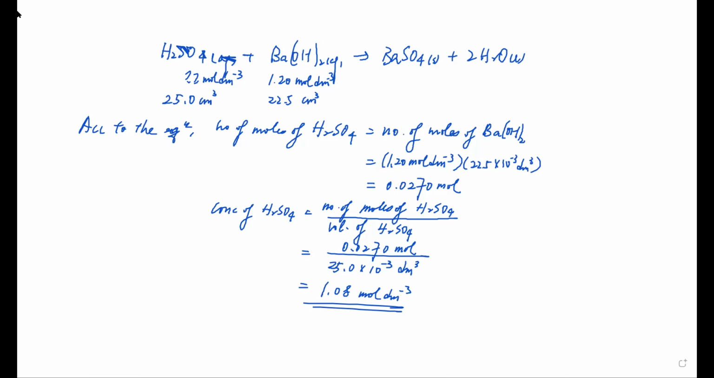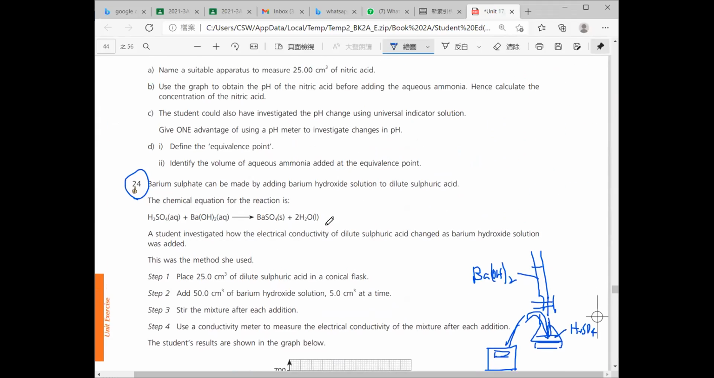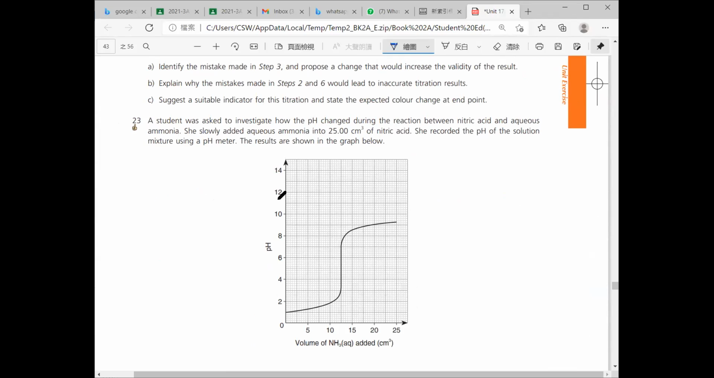Let's do 23 first. This one. Now, this is also one of the authentic questions, right? A student was asked to investigate how the pH changes according to the reaction between nitric acid and ammonia. So he slowly added aqueous ammonia to the acid, recorded the change in pH, and here comes the pH titration curve.